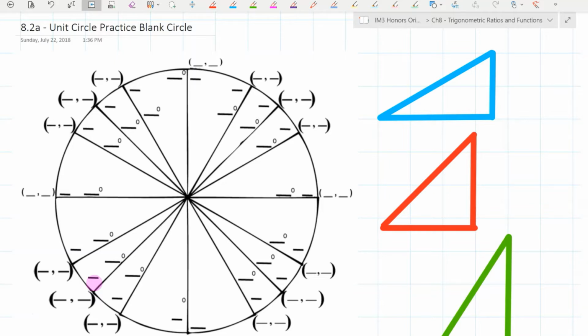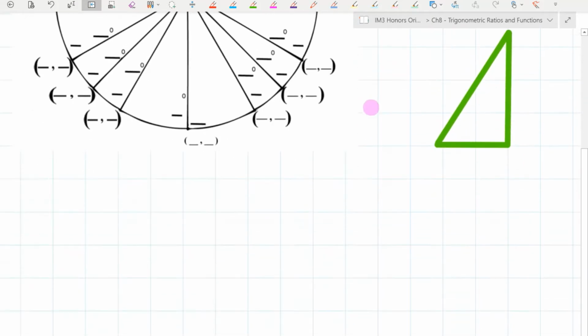Because if you understand how everything is related, honestly, if you know this quadrant, you should know most of the quadrants, but we'll talk about that in a minute. So first, let me explain why it's called a unit circle.